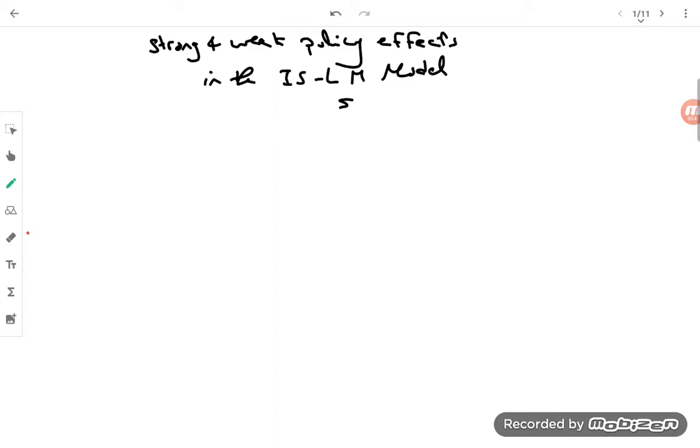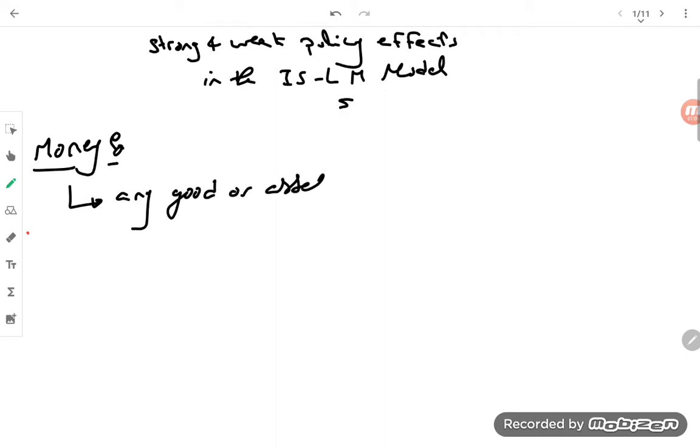So now we are going to start with the first part of our chapter, which is related to LM or money market. What's money? Money is defined as any goods or assets that serves the following three functions.